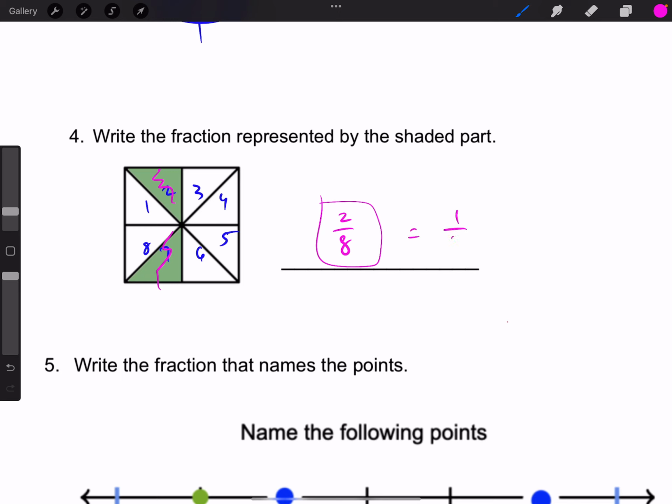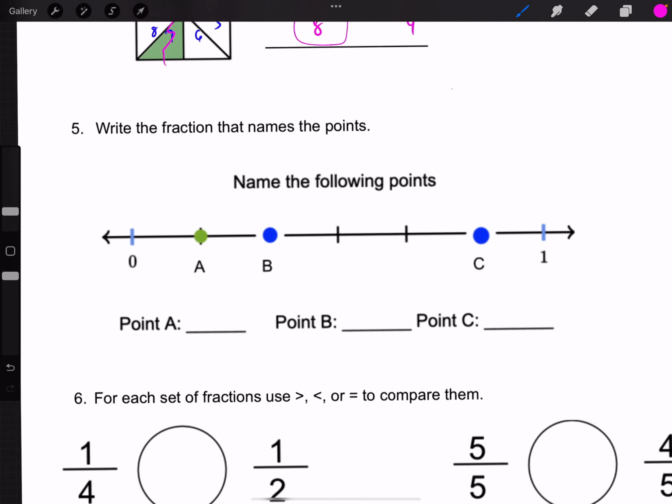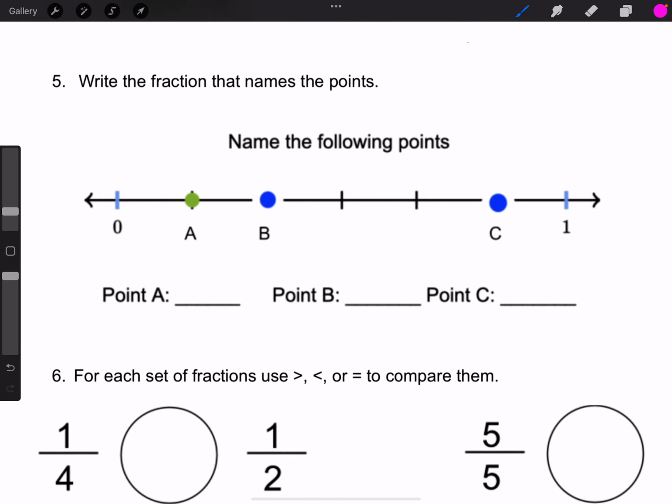So if your student wrote 1/4, that's also perfectly acceptable, because if I zoom in on just one part, 1 out of 4 is shaded, and that's true for both of those parts. So 2/8 or 1/4 are great on those ones. Write the fraction that names the point.